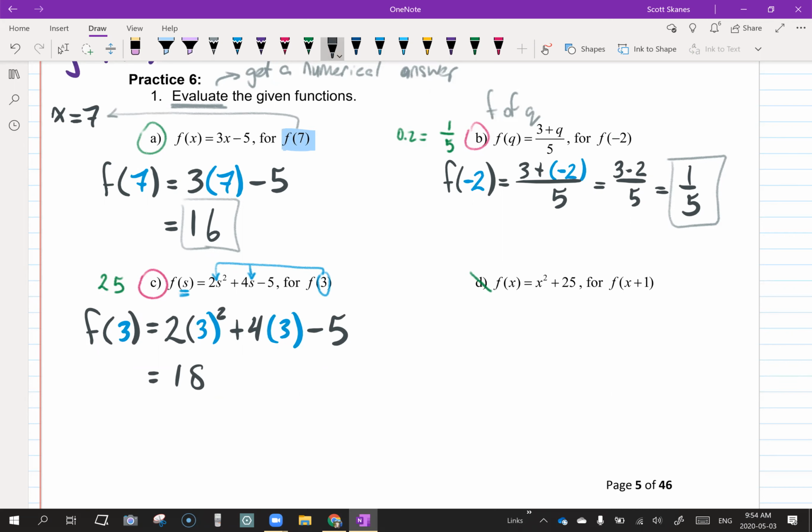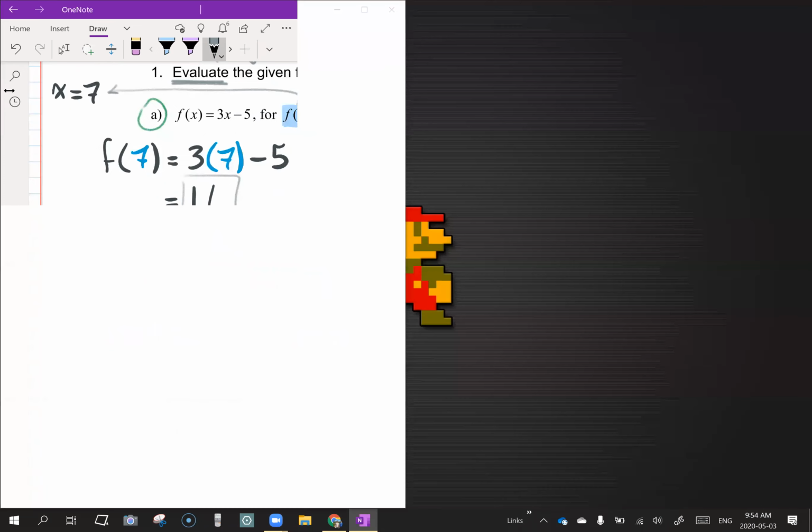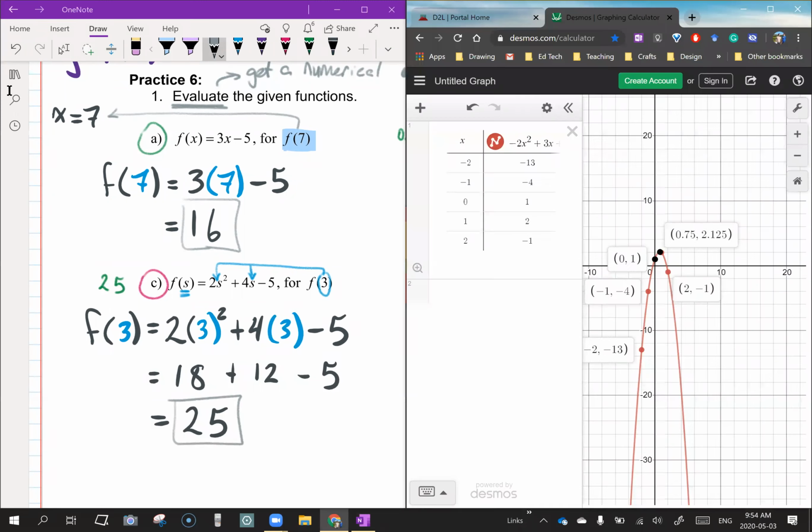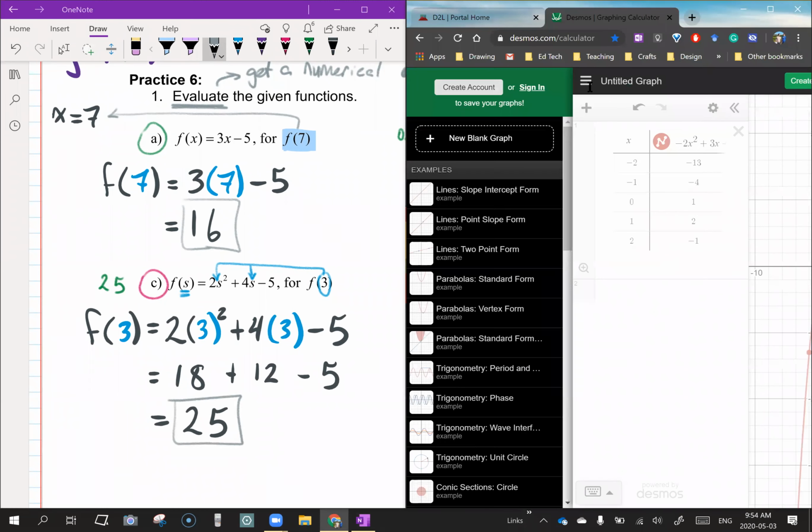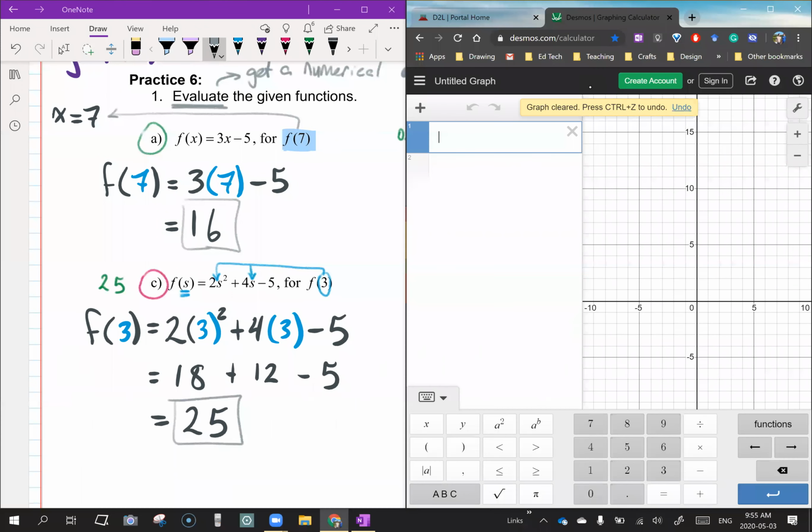That's 18. This is 12 minus 5. And finally, this is 25. Excellent. So while you're working on this, I'm almost done. I just want to show you in Desmos once again that I'm not just making this stuff up. There's good math behind all of this.